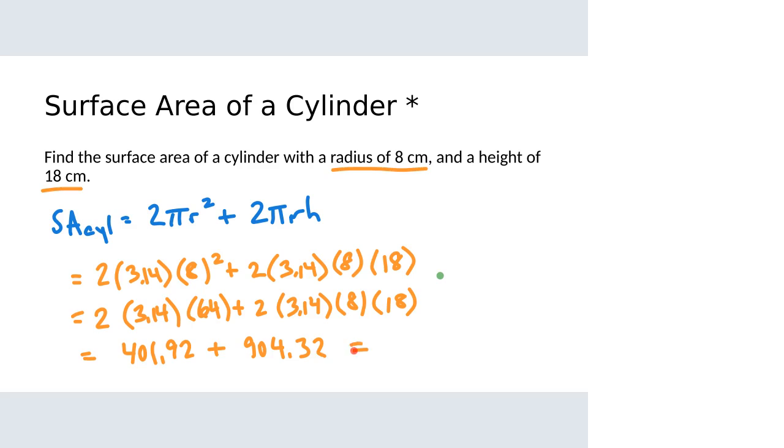And that's 904.32. And finally, adding those together is 1306.24. We're talking about surface area, and we're talking about centimeters, so this would be square centimeters. But you just answer with the 1306.24. Let me know if you have any questions on that.